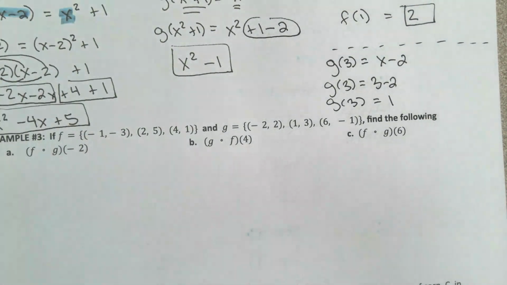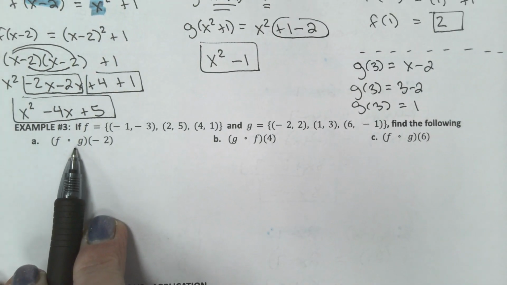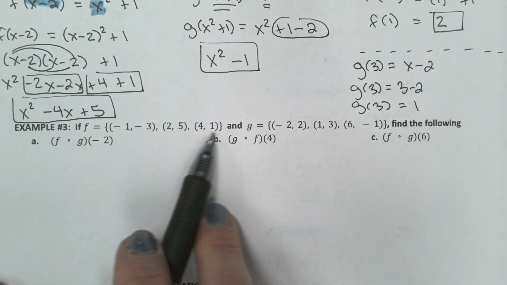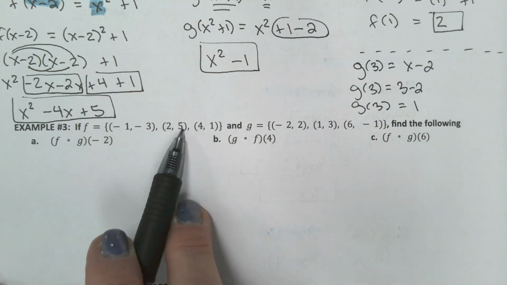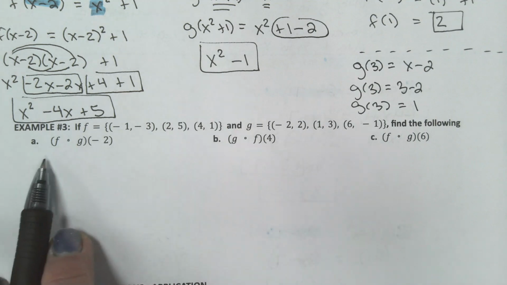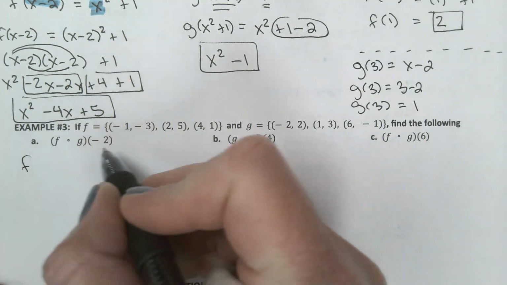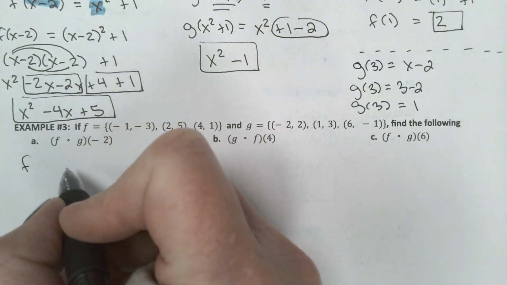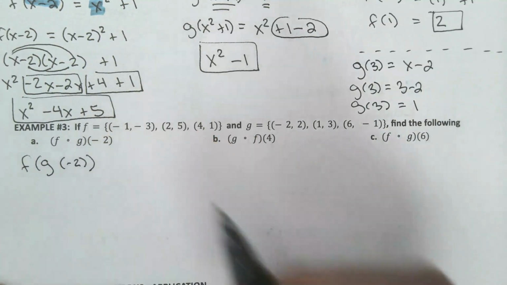All right, example 3. This is a little bit bizarre. The first thing I notice is that I have ordered pairs instead of actual functions. So your f function is these 3 ordered pairs. Your g function is these 3 ordered pairs. You kind of have to jump through these hoops. I'm going to rewrite it as f of g of negative 2.